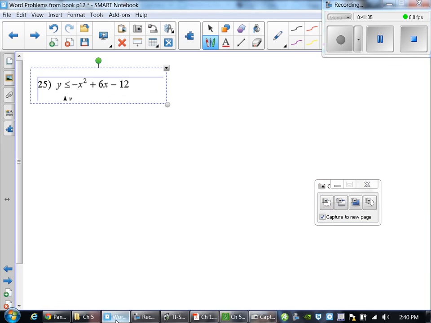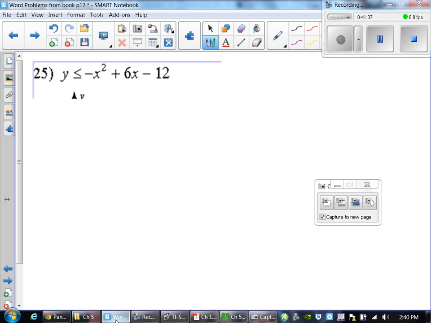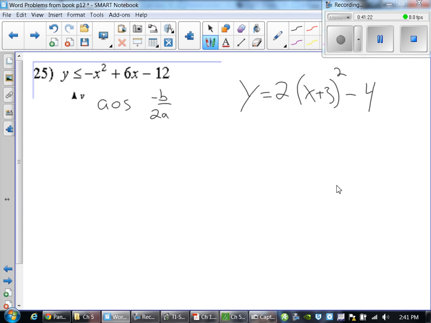Not really, because in this case it is your standard form. So your axis of symmetry is the opposite of b over 2a. If you are in vertex form, like y equals 2 times the quantity x plus 3 squared minus 4, this is your h and k is your vertex, and x equals h is the axis of symmetry.